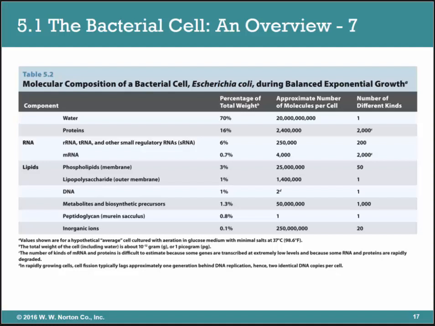Next is RNA, which has its components for protein synthesis. You have lipids at 4% forming the membrane of the cell, DNA at 1% containing genetic information, metabolites and biosynthetic precursors at 1.3%, which are chemicals important for creating energy and structures within the cell, peptidoglycan found in the cell wall at 0.8%, and lastly, inorganic compounds at 0.1%.